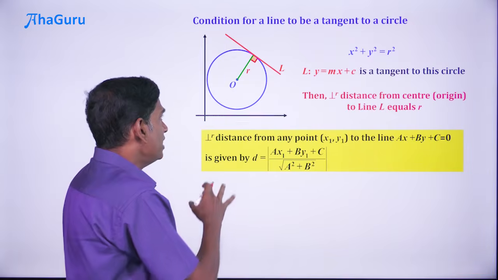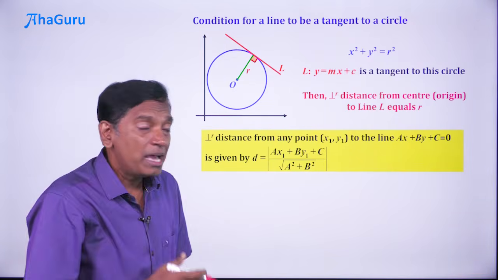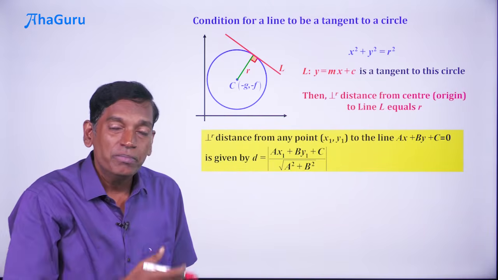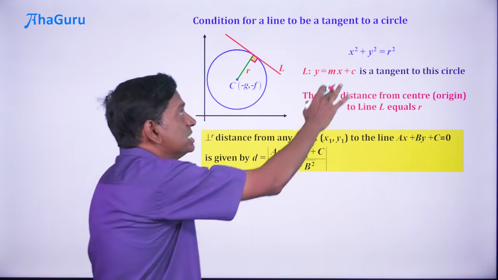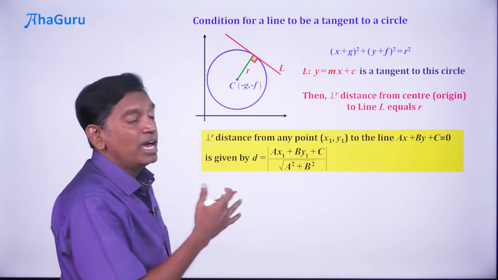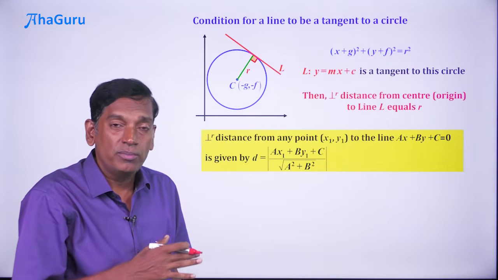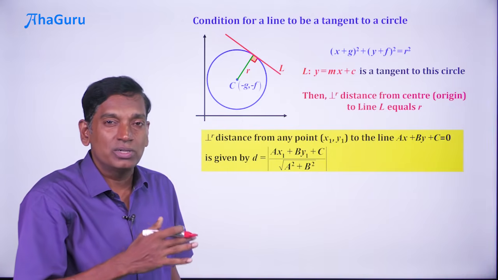Let us shift the origin to any point. That means the general center will become (-g, -f), and we know that the equation of the circle will change to (x + g) whole squared plus (y + f) whole squared equals r squared. Of course, we could have also taken the standard form, which is x squared + y squared + 2gx + 2fy + c = 0.